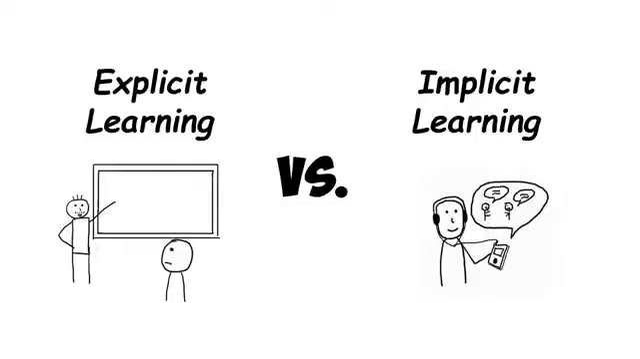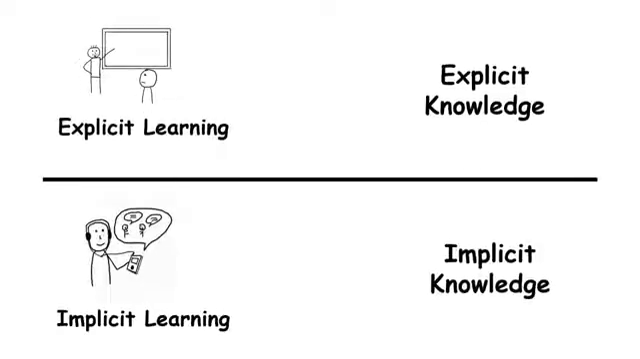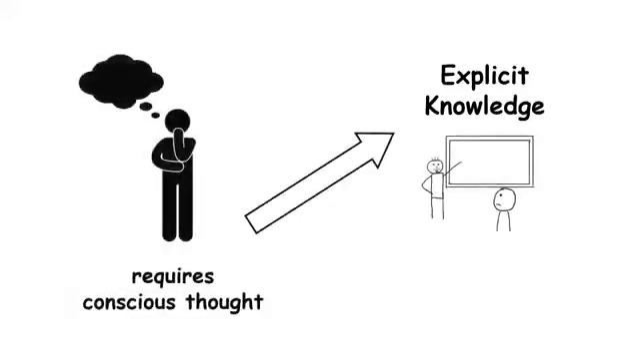To answer this question, consider this. Just like there are 2 types of learning, there are also 2 types of knowledge, explicit knowledge and implicit knowledge. Explicit learning results in explicit knowledge, whereas implicit learning results in implicit knowledge. And there's a very big difference between these 2 knowledges. Accessing explicit knowledge requires conscious thought. You have to think about the knowledge in order to use it.